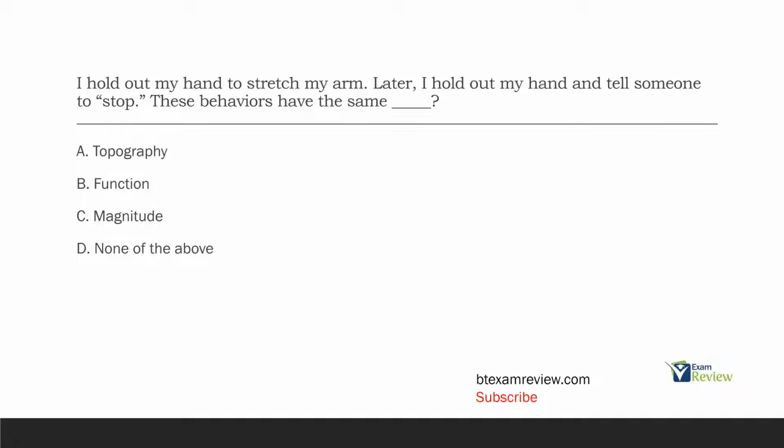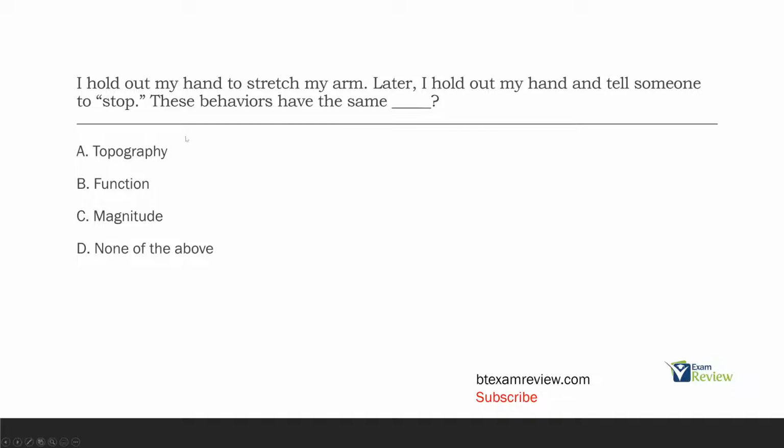So in this case, I'm holding out my hand to stretch my arm. But then I hold out my hand to tell someone to stop. So the behaviors look exactly the same, but am I doing the behavior to serve the same purpose? Am I getting the same thing out of the behavior each time I do it? Well, no. The first time, I'm just stretching my arm. Later, I hold my hand out and tell someone to stop. So even though the behaviors look the same, they function completely differently.